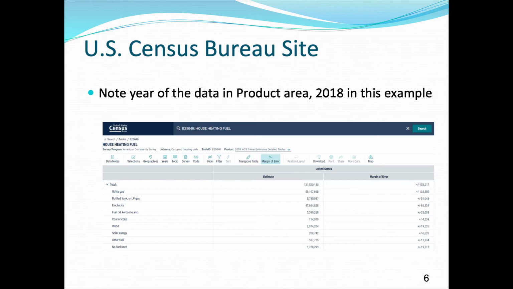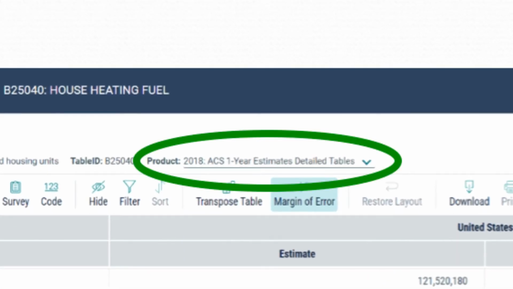So what you'll notice here is you want to look at the product. And the reason you want to look at the product that I've circled here is that you want to make a note in your logbook what the year of the product is. And in this particular example, you'll see it's 2018. You see right here, the product is 2018 ACS 1-year estimate detail tables.